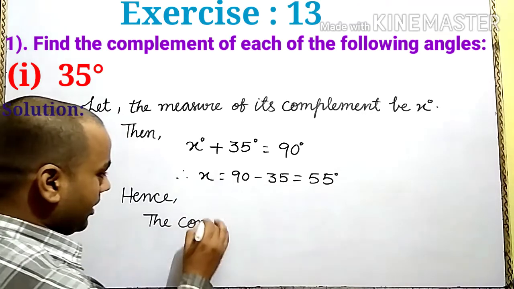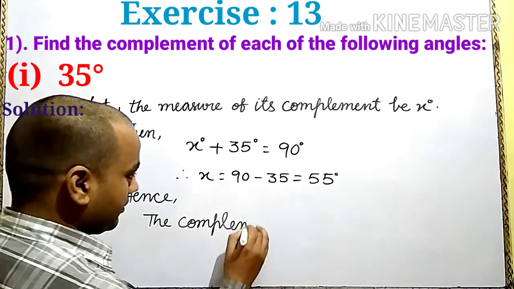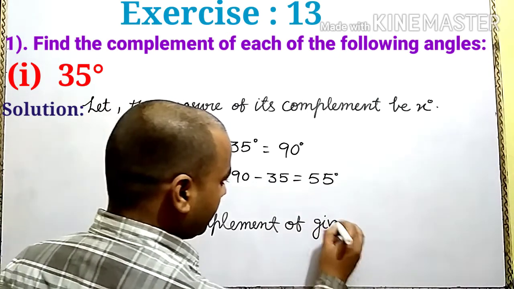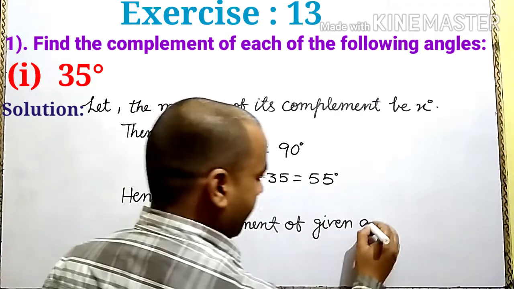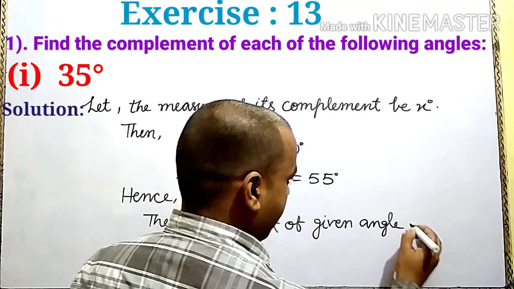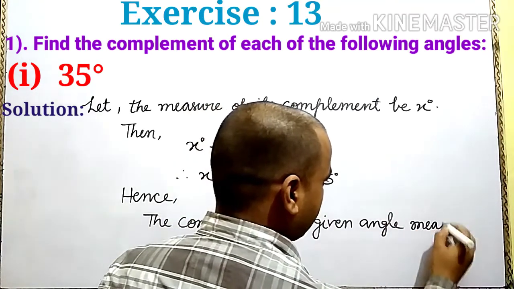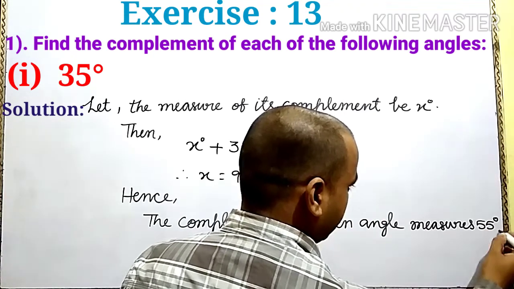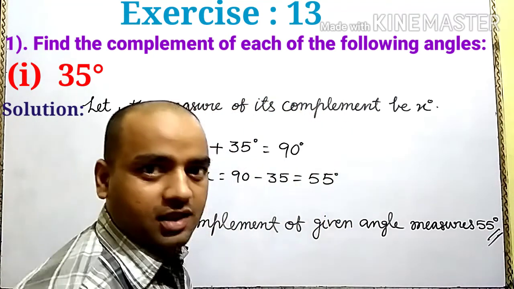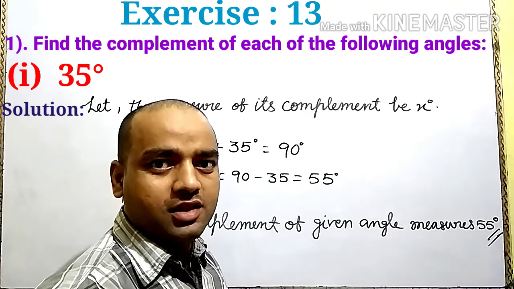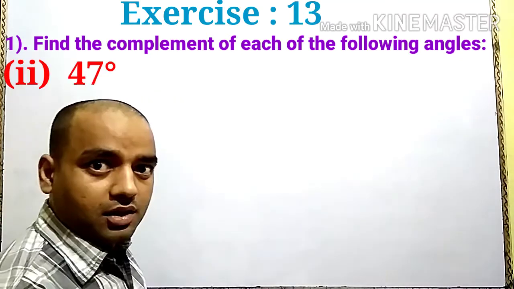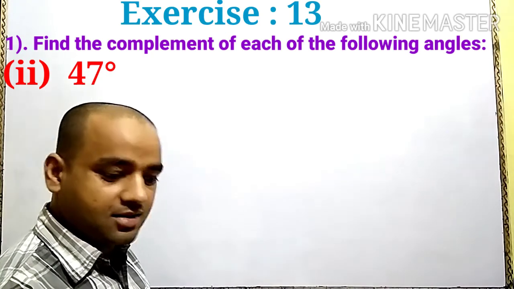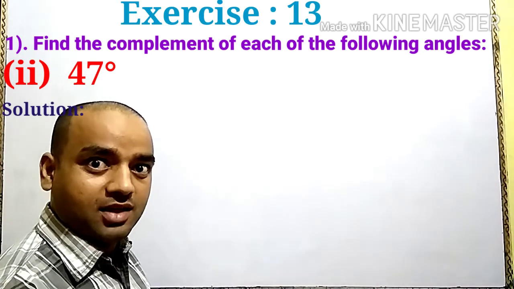So hence the complement of the given angle measures 55 degree. Is it clear? Now let us discuss the next question. In the next question, find the complement of each of the following angles. Here the angle given is 47 degree.